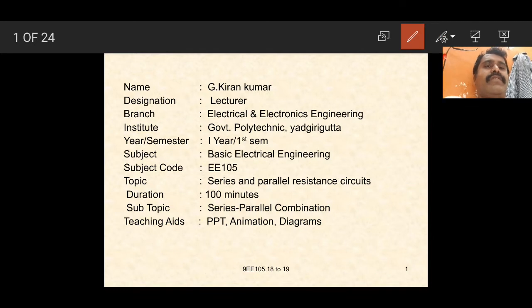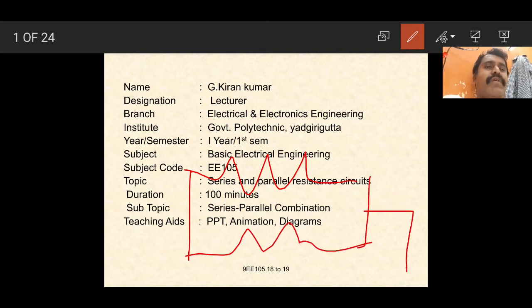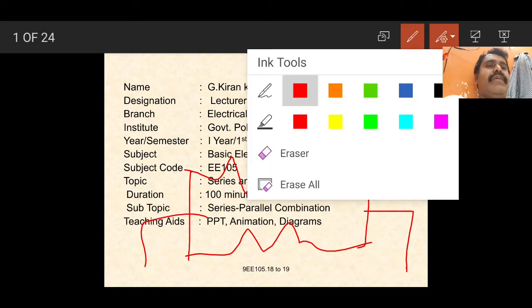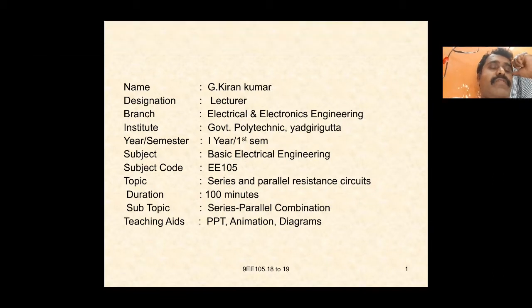The parallel resistance circuit is where two or three resistors are connected in parallel. In the case of series combination, the current remains the same and the voltage is divided. In the case of parallel combination, the current is divided and the voltage remains the same.